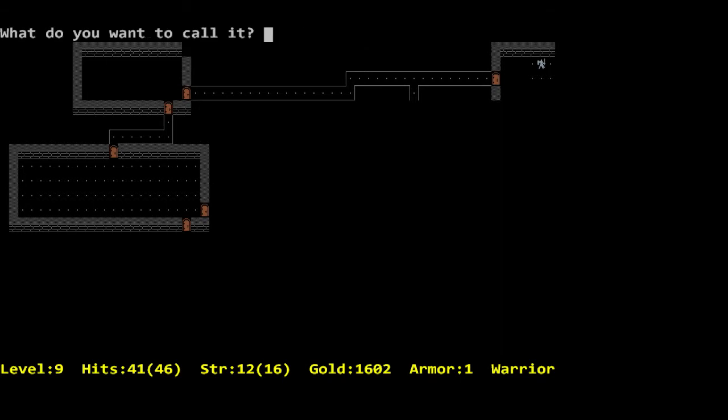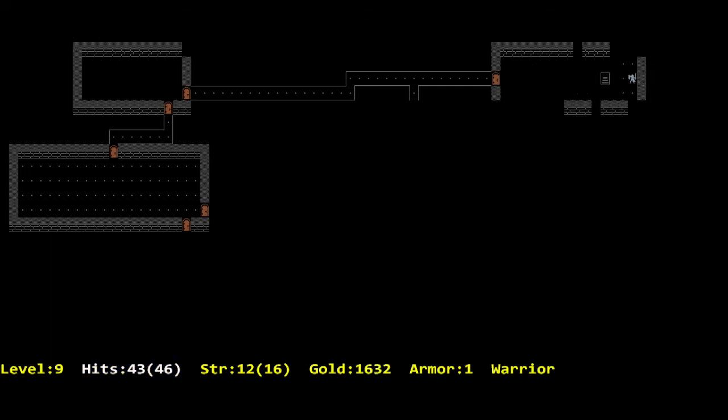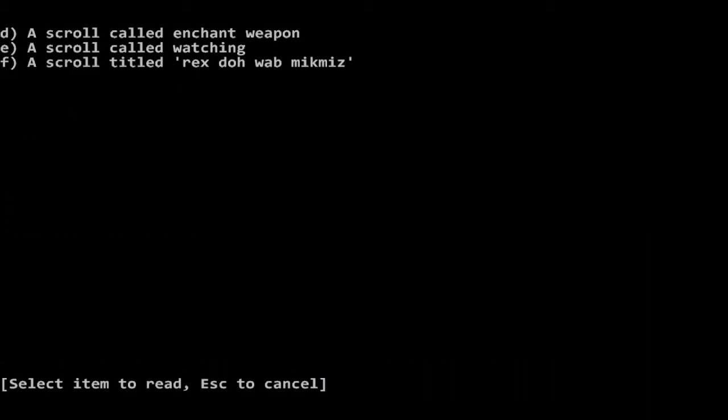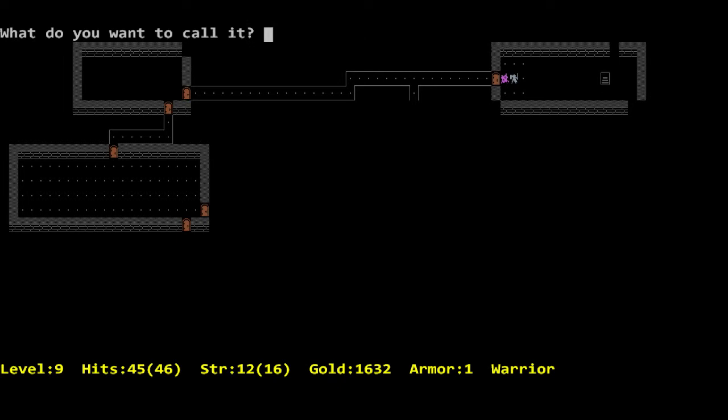Oh, high-pitched humming noise. That is aggravate monster. Those can be used for a very advanced trick in Rogue, which we probably won't do here. But there's a trick that you can do with those. And that does not include reading it. And that was probably summon monster, because a monster has just turned up right next to us.